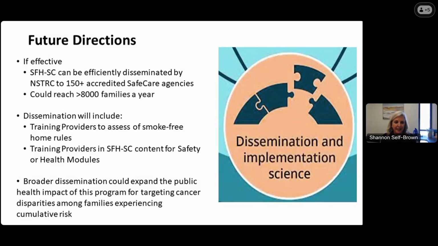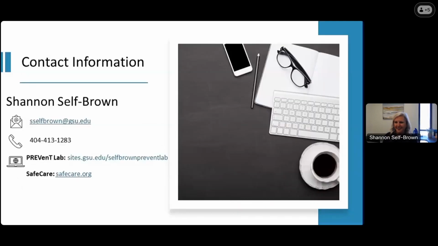And ultimately, if effective, then this would allow for broader dissemination of secondhand smoke exposure prevention efforts, through a service strategy that reaches hundreds of thousands of families a year and could help eliminate cancer disparities. So that's really our goal. Thank you so much, and I'll turn it over to Dr. Champion.